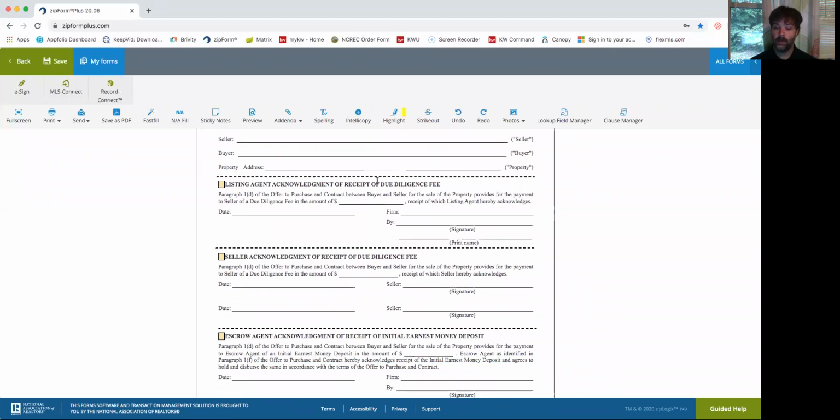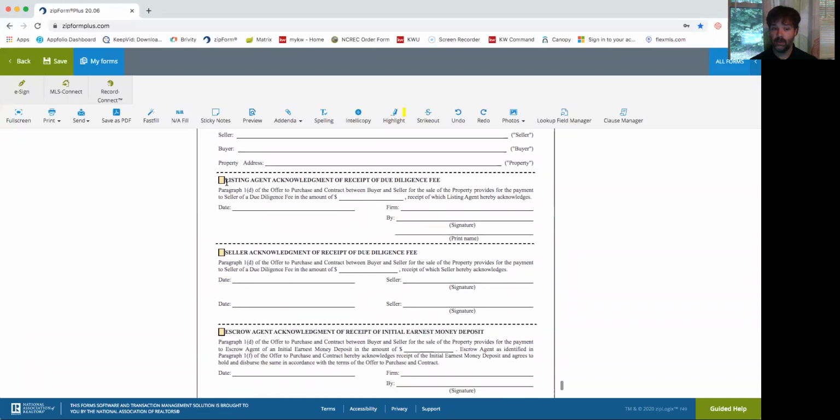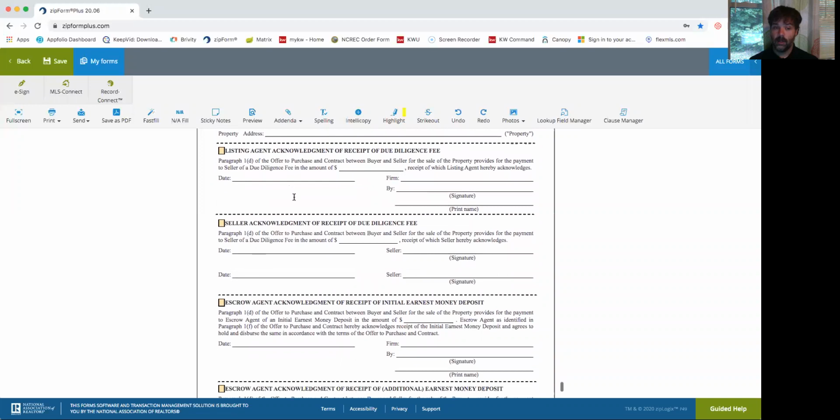And here's the infamous page 14, which I referenced a minute ago, that acknowledges the receipt of the due diligence. And this is where the seller, the listing agent, would sign for receiving that due diligence. If, for example, the due diligence is mailed directly to the seller, we wouldn't need this. We just need the seller. And our goal is to track it and make sure that it arrives at its final destination.